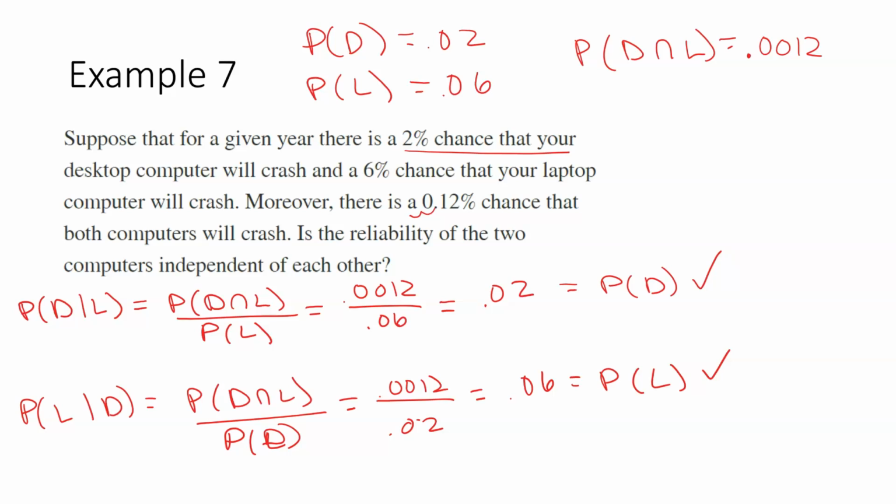So are they independent? Yes. And it makes sense. If your desktop crashes, it probably has nothing to do with your laptop, most likely. So they are independent.